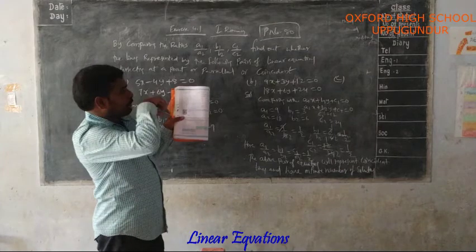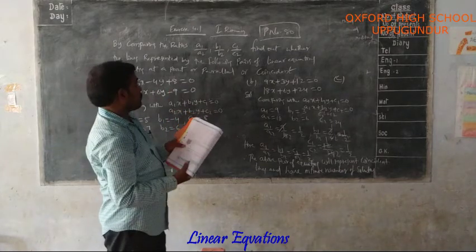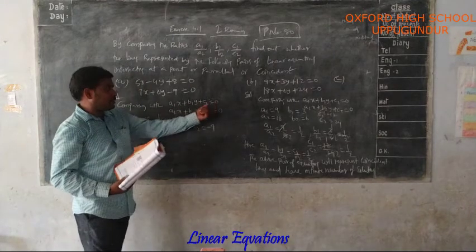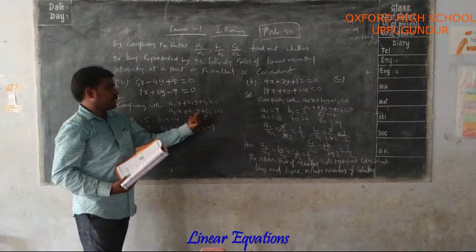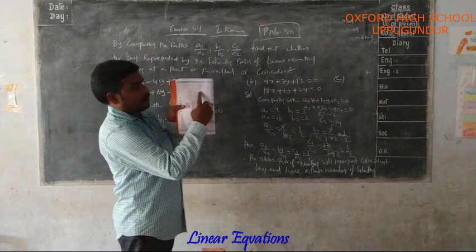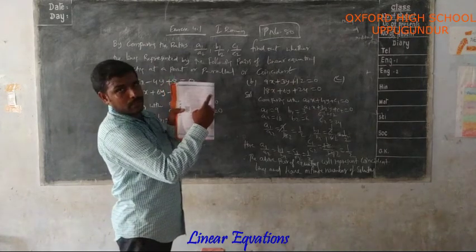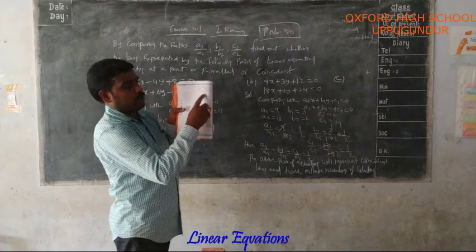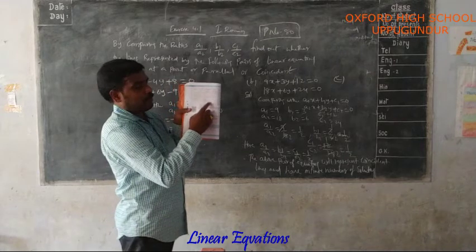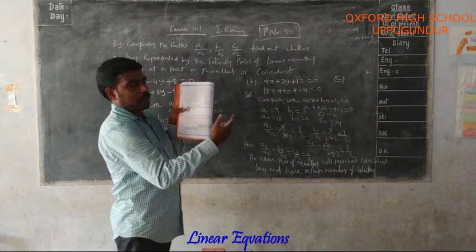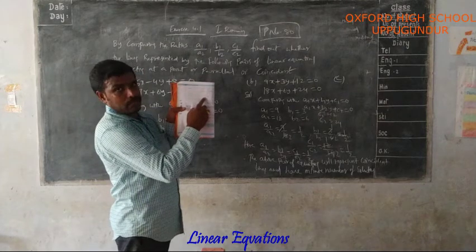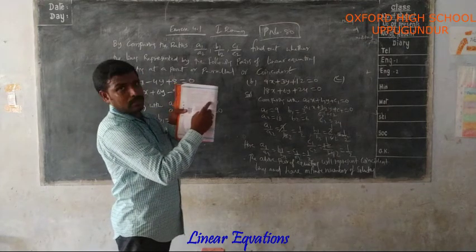If they give any two linear equations like a1x plus b1y plus c1 equal to 0, a2x plus b2y plus c2 equal to 0, and the ratio a1 by a2 is not equal to b1 by b2, what are the equations they represent? Intersecting lines, unique solution. If all the ratios are equal, coincident lines, infinite number of solutions. If a1 by a2 equal to b1 by b2 not equal to c1 by c2, parallel lines, no solution.